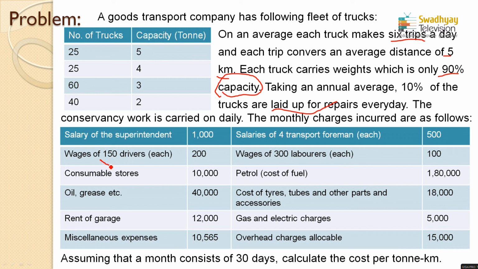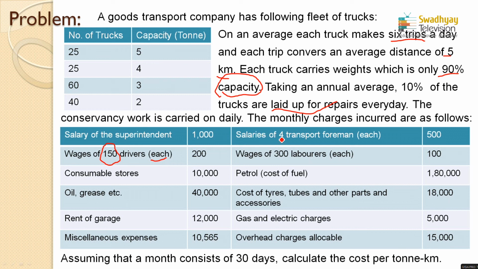Now see all these expenses. If you identify, a few expenses are not given clearly, like wages. Wages is given on the basis of per driver. Here it is clearly mentioned each driver would get 200 rupees per day or maybe per month, but the number of drivers is 150. That means when you want to find out how much wages are paid by the company, you need to multiply these two data: 200 rupees multiplied by 150 drivers.